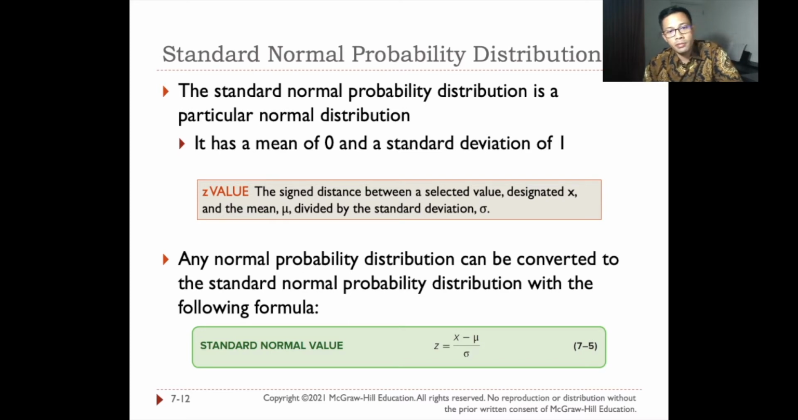So any normal probability distribution can always be converted to a standard normal probability distribution with the following formula. The value of z is going to be the selected value of x, minus the mean, mu, divided by the standard deviation, sigma. Okay, so this is called the z-value or the z-score. So for example, if you have a normal probability distribution with a mean of 40 and a standard deviation of 50, you can always calculate the value of x for that probability distribution and then get the z-value or the z-score.